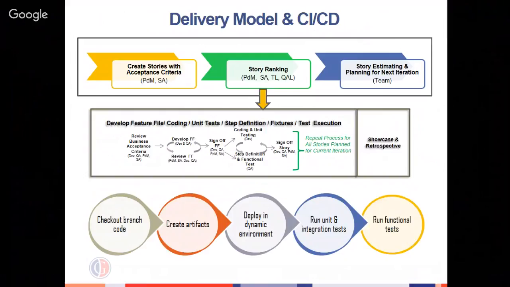The repository is connected with the CI pipeline. It checks out the branch code, creates the artifacts, and deploys it in a dynamic environment. Then it runs the unit and integration tests, and afterwards it runs the functional tests. When this build is successful, we push the code to master and pick up the next story.